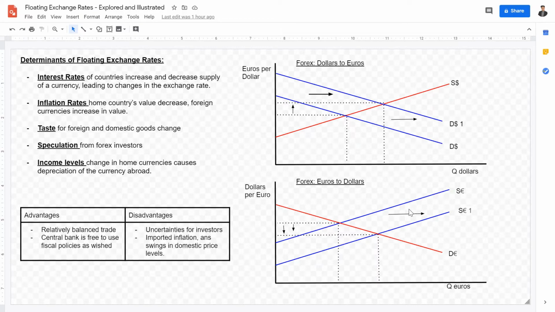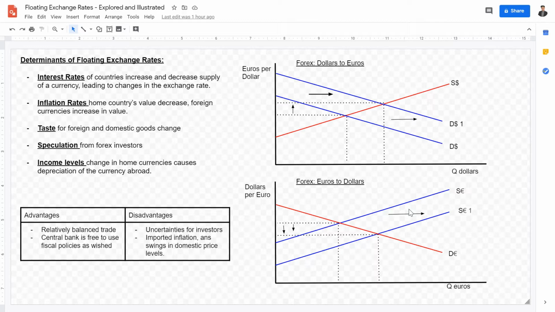So what are floating exchange rates? That is when the price and value of a currency is completely determined by the foreign exchange market and the demand and supply for the particular currency. So what are some determinants that may cause the Forex market to fluctuate? What are some determinants that may cause the value of a currency to increase or decrease?